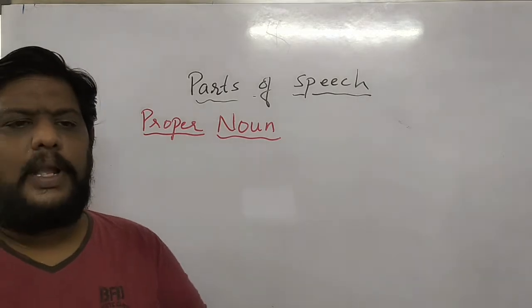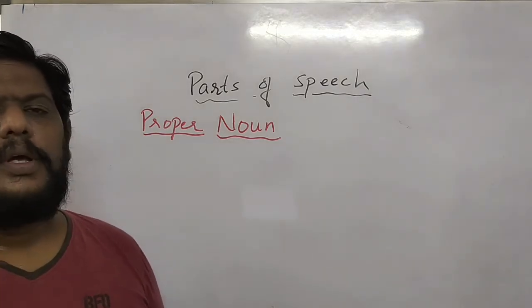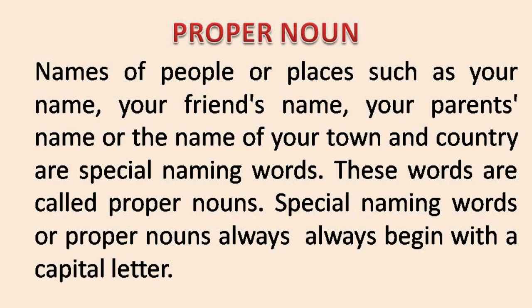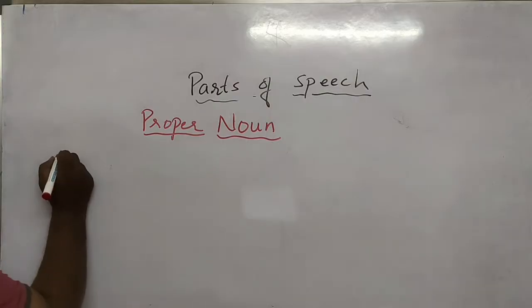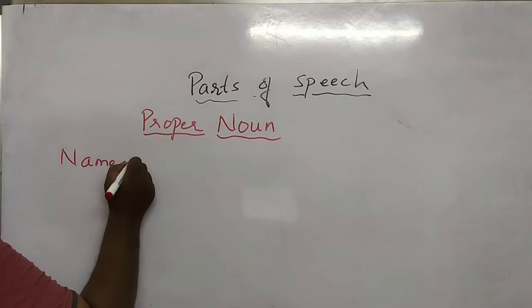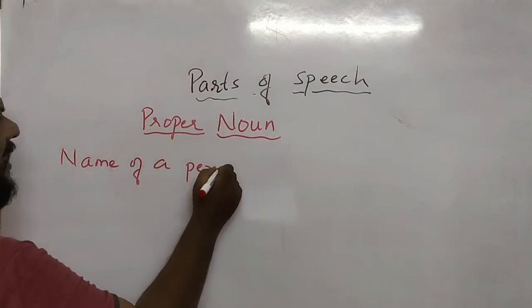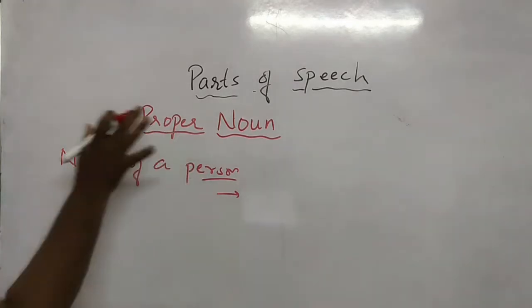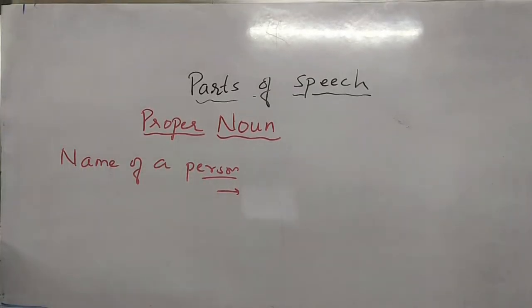Now what does a proper noun mean? You can check the definition on the screen. I'll just read it out for you. Names of people or places, such as your name, your friend's name, your parents' name, or the name of your town and country, are special naming words. These words are called proper nouns. Proper nouns always begin with a capital letter. So a proper noun is definitely a name of a person, a name of anything. If anything is given a name, that will be the proper noun.